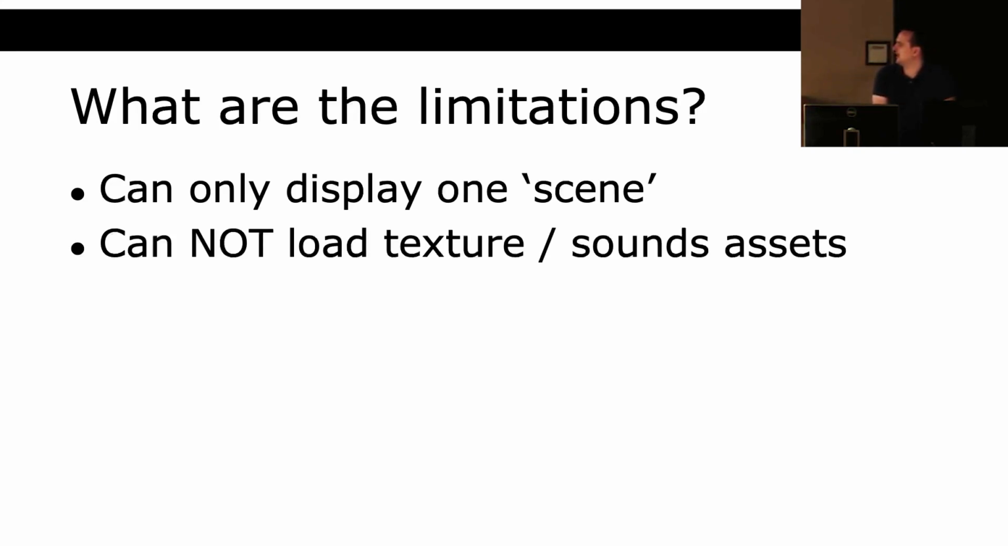We currently do not have any good way of loading texture and sound assets. You're writing arbitrary C++ code, so of course you could load textures and sound assets. But what I'm saying is the game engine architecture does not allow for doing this in an easy way, right?